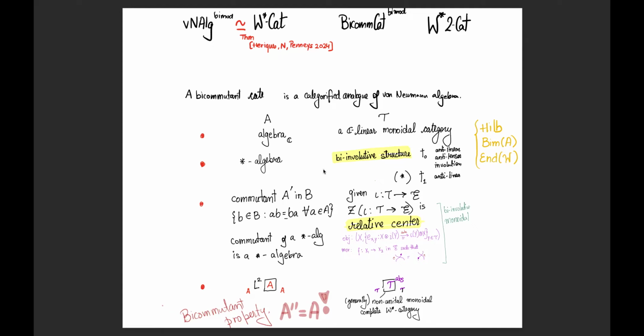And this L2A will be replaced by what I told you was the absorbing ideal. This absorbing ideal is generally a non-unital monoidal complete W* category. And now I will try to convince you that this bicommutant property of von Neumann algebras can be stated for tensor categories of this flavor.